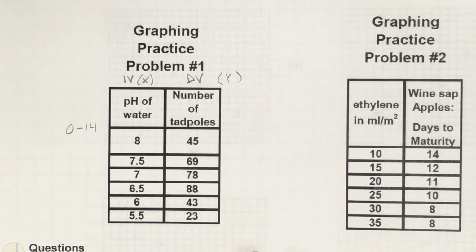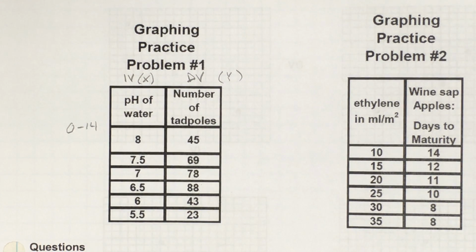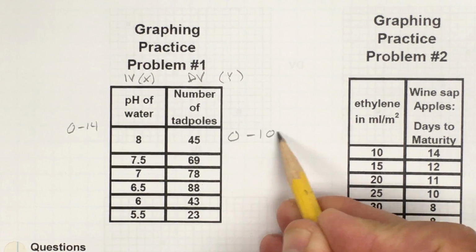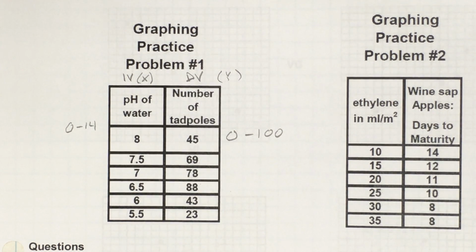My other axis, the lowest value is 23, the highest value is 88. Whenever you scale an axis, you always want to have a little extra room if you can, because you might need to extrapolate data. I'm thinking maybe I should just make this axis go from 0 to 100. So now I have an idea of how I'm going to set up this graph.